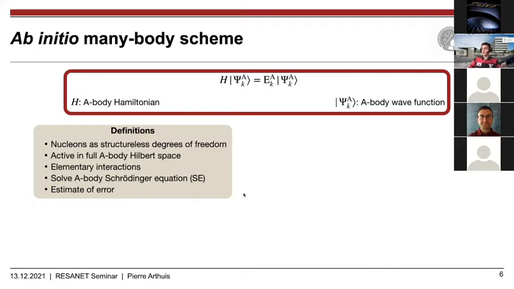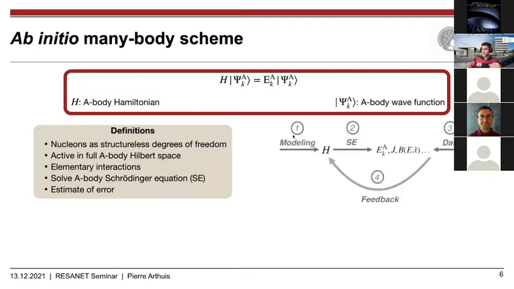So how does it work in practice? Well, you have some modeling that goes into your Hamiltonian. You solve your Schrödinger equation, you obtain a set of observables that you can then compare with experimental data. And the discrepancies or lack thereof between your data and the experiment gives you some feedback on the modeling of your Hamiltonian, but on the assumptions that you've made solving your Schrödinger equation as well, for example.